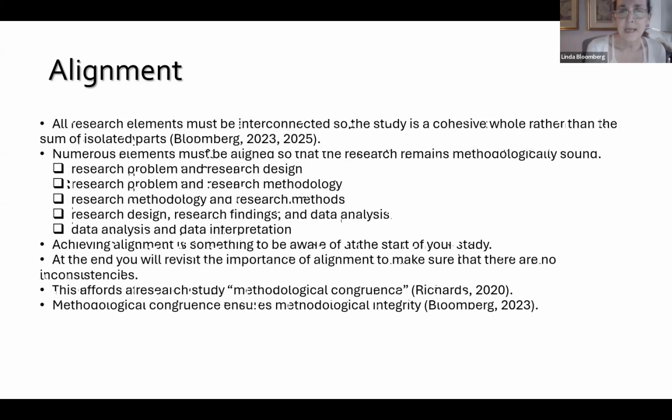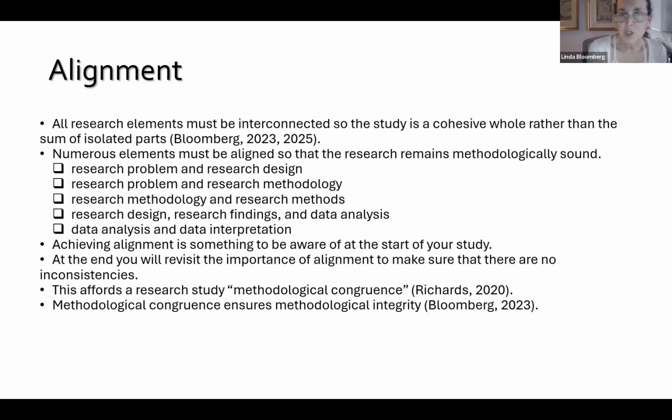Now, numerous elements must be aligned so the research remains methodologically sound. The research problem and the research design must be fully aligned. You cannot use a research design that does not match with a specific research problem, and you'll learn more about that as you start crafting your own research. The research problem and the research methodology must be aligned. That means your research problem must be suited to quantitative research or qualitative research, depending on what the problem is. And so that also requires some adjusting if it's not fully aligned.